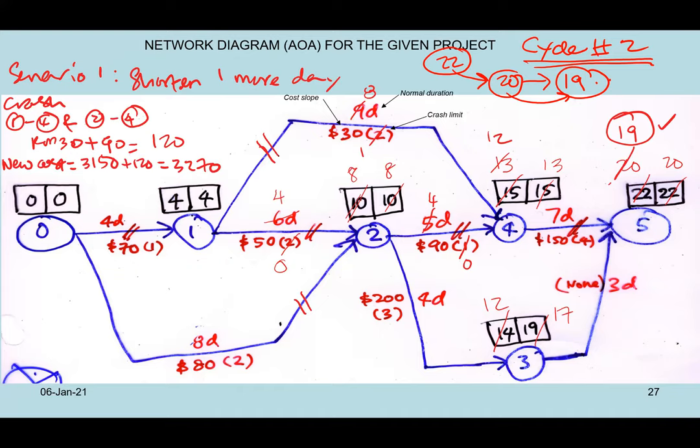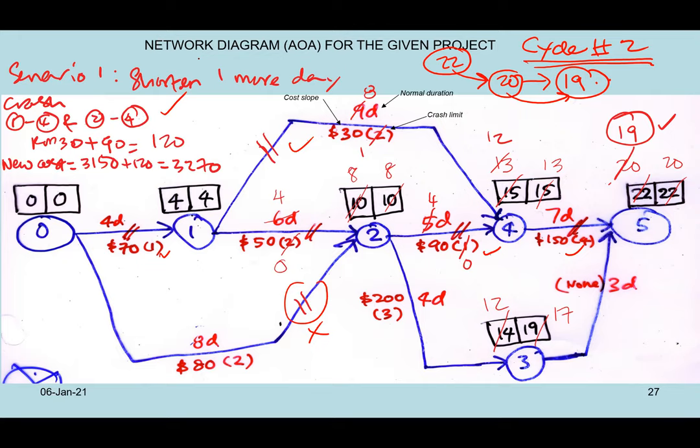So, okay, now I need to consider the critical activities which are 01, 14, 24, and then 45. This one is not critical yet, because this is after cycle number 2. Okay. I choose activities for this scenario. I choose to crash activity 14 and 24. Why 14 and 24? Because they are still the cheapest among the critical activities.